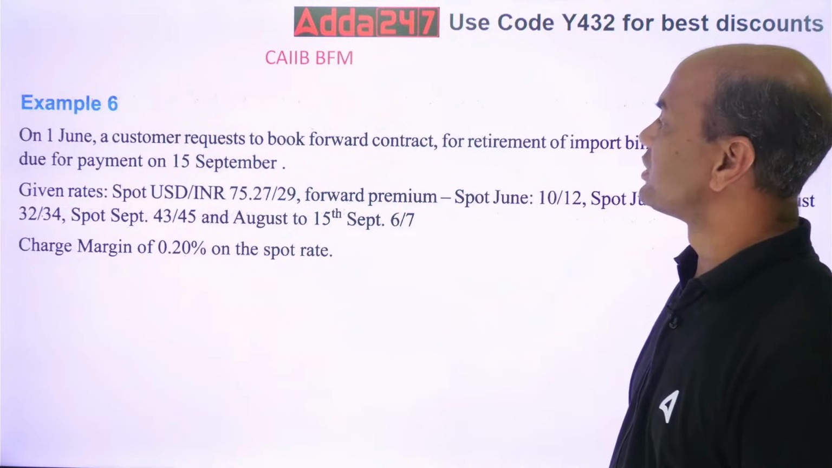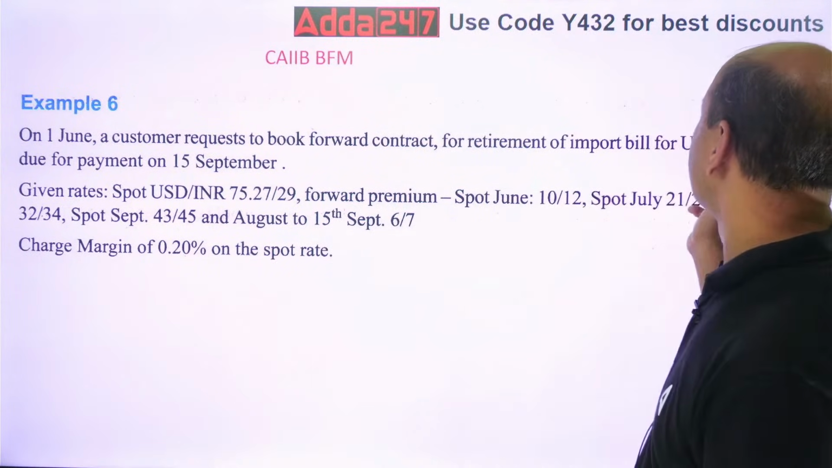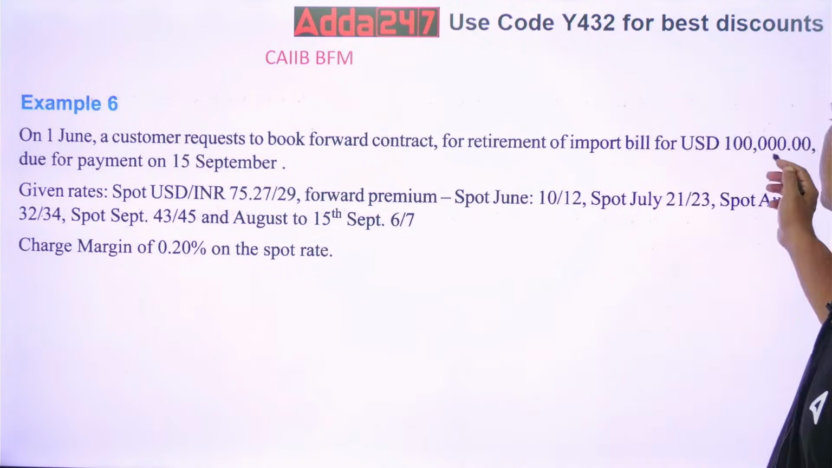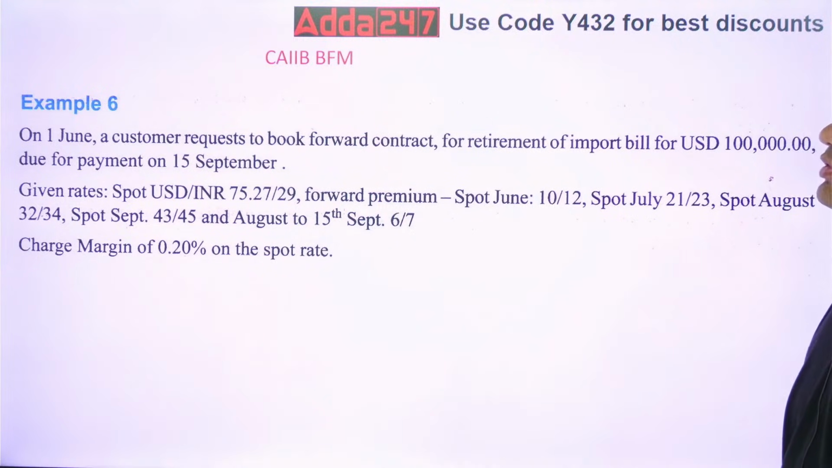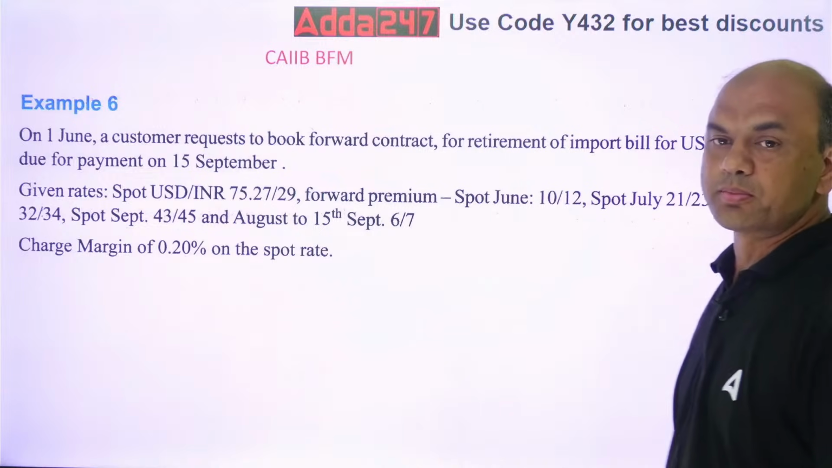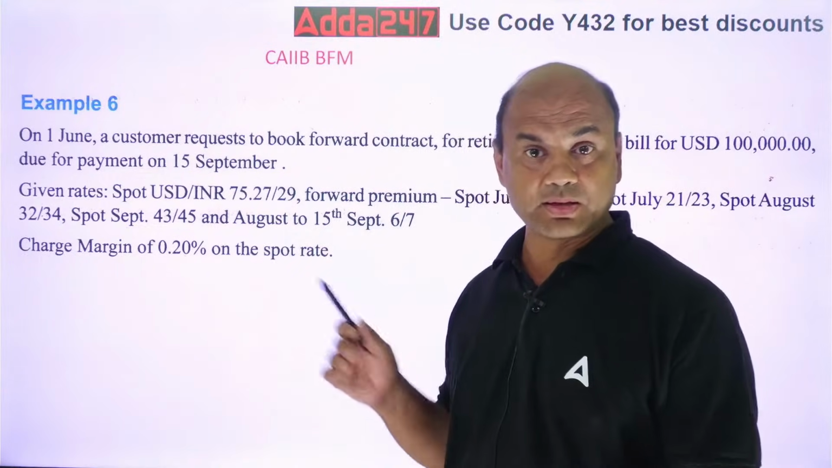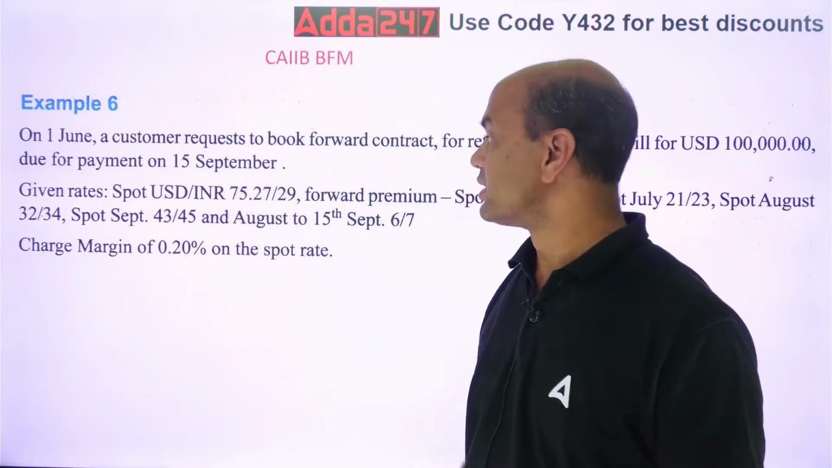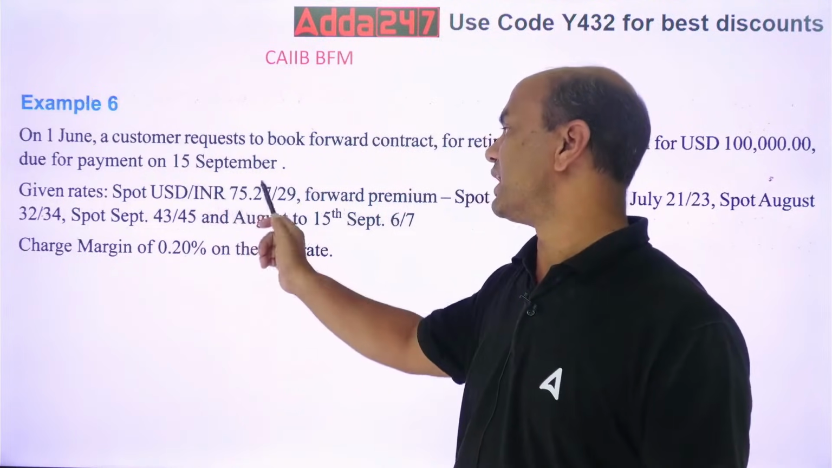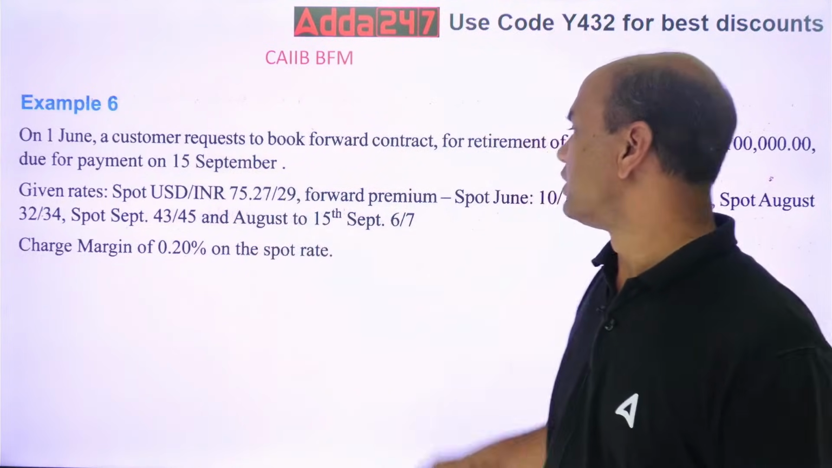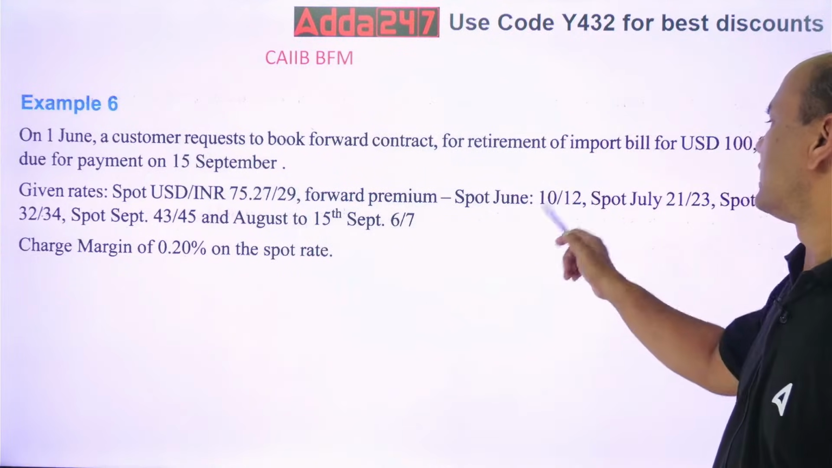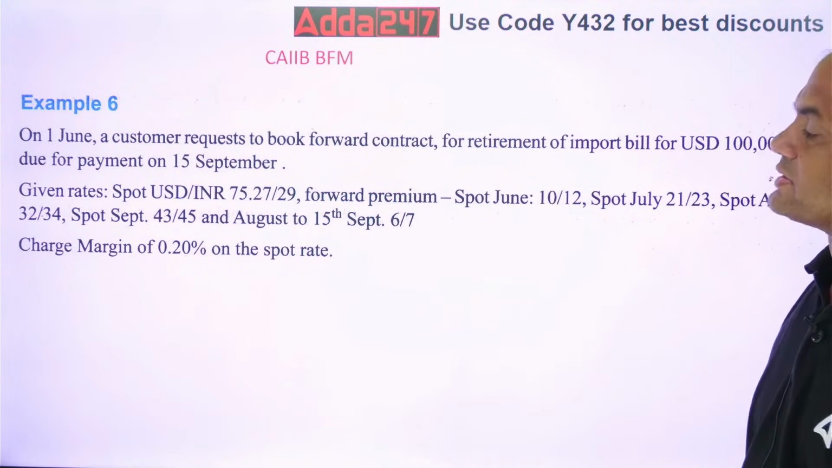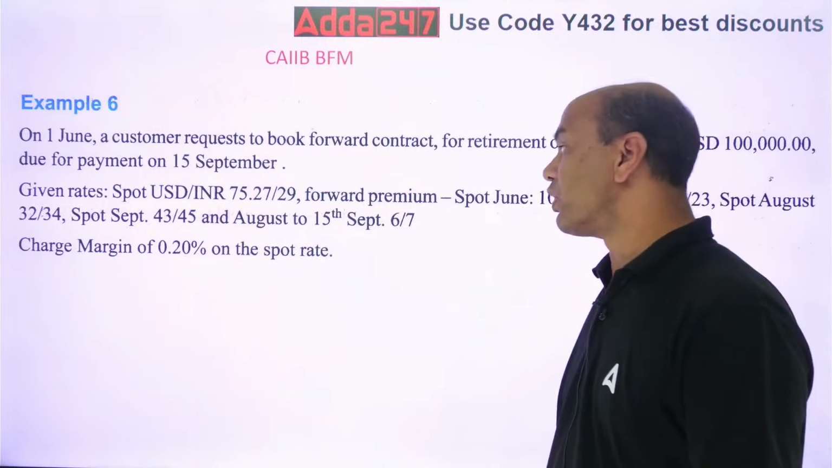A customer requests to book a forward contract for retirement of an import bill of USD 1 lakh, due for payment on 15th September. It is from your Macmillan book. Given spot rate USD INR is 75.2729. Forward premium is given as: spot, June 10-12, July 28-23, August 30 to 34, September 43-45, August to September.